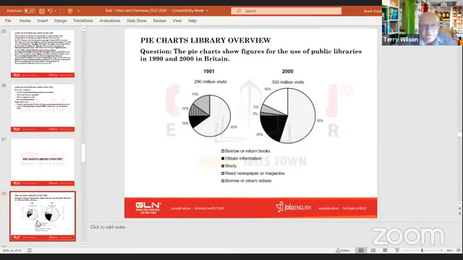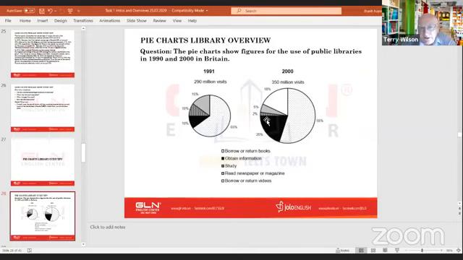Let's have a look at the pie charts. So, as I mentioned before, this pie chart is a dynamic chart because it's comparing 2 different years. Therefore, we are looking for trends in the percentages. So, some of these percentages have changed quite a lot. For example, we have a 10% in 1991, and now it's 20% in the year 2000. We had another 10% in 1991. We now have a 2%.